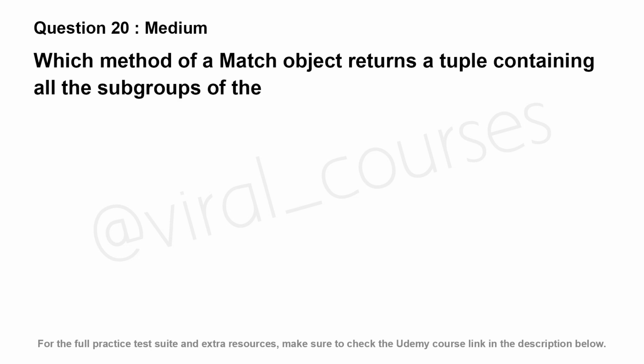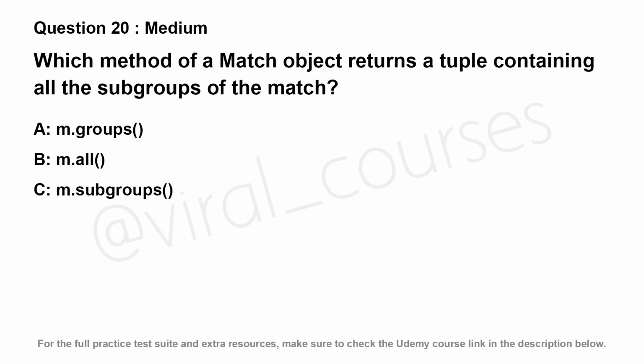Which method of a match object returns a tuple containing all the subgroups of the match? Option A, m.groups. Option B, m.all. Option C, m.subgroups. Option D, m.group(0).